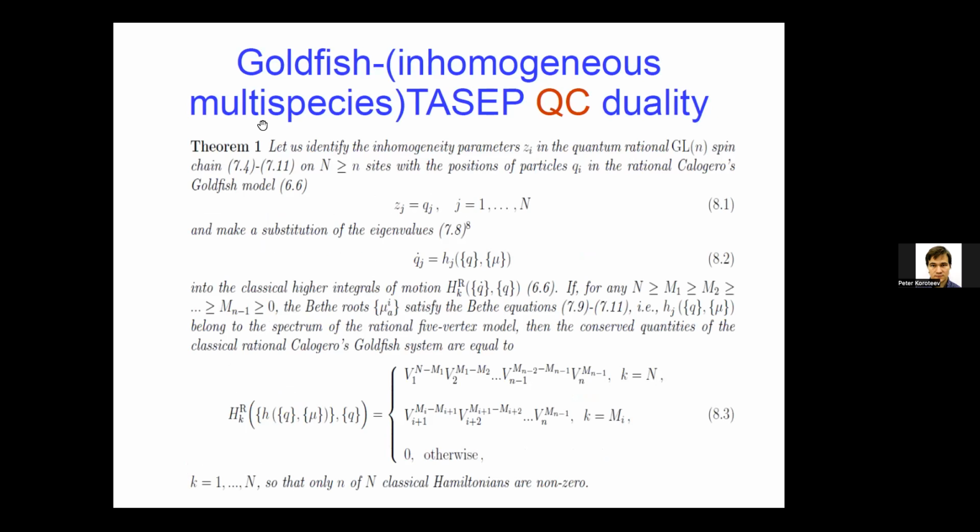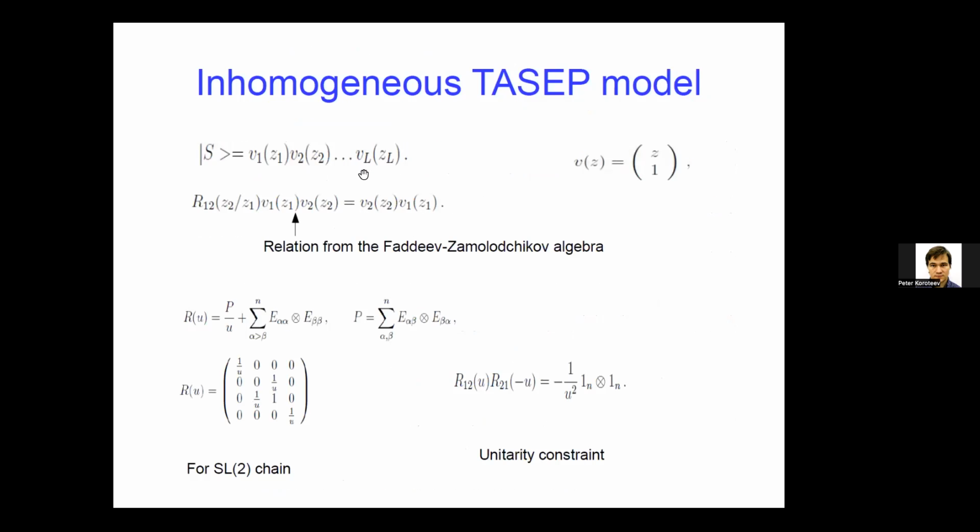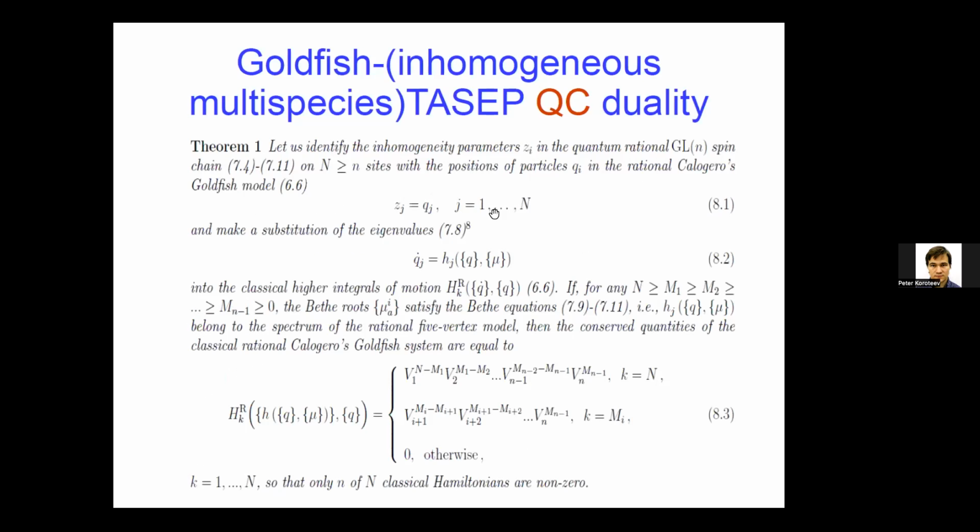So let me formulate how this duality looks. When you consider the TASEP stochastic model with these inhomogeneity parameters, it turns out that these inhomogeneity parameters can be identified with the rational Calogero-Moser goldfish model, which is a peculiar limit of the Ruijsenaars model. The velocities in the Calogero goldfish model are related to local Hamiltonians in the corresponding TASEP or five-vertex side of the story.